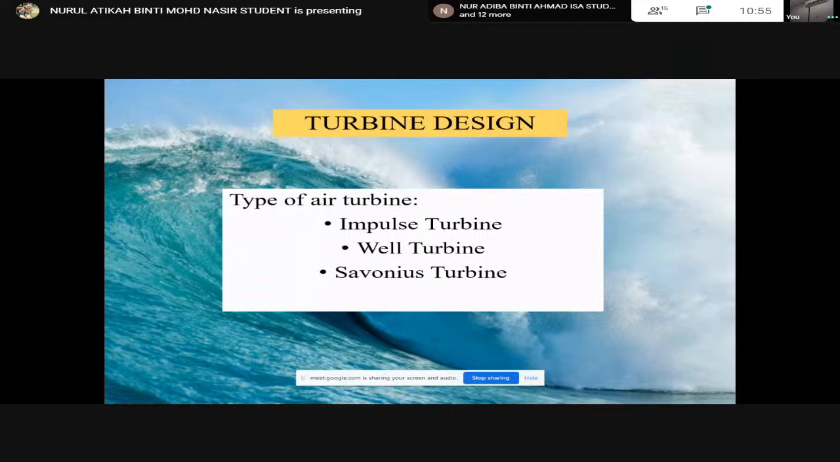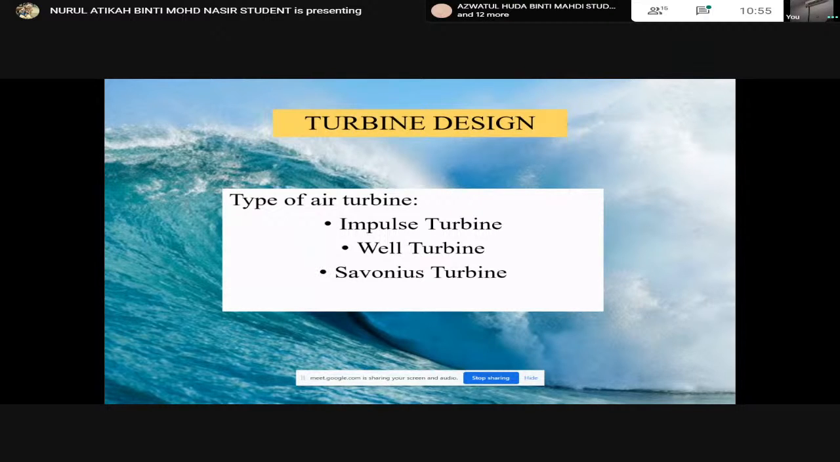Second, the Wells turbine. The Wells turbine has the remarkable property of rotating in the same direction regardless of the direction of airflow in the column. The efficiency of the Wells turbine is between 40 to 70%.